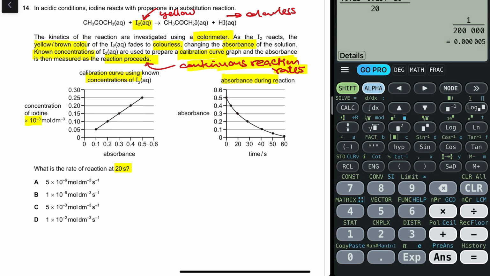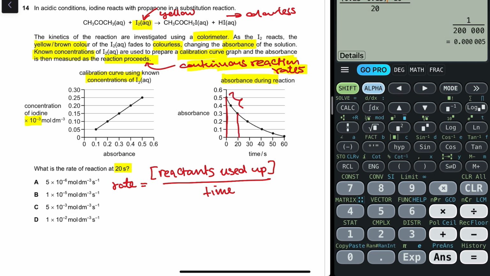They've asked us to find the rate of the reaction at 20 seconds. Now, there are several measures of reaction rates, and one of them is the concentration of reactants used up over the time taken to use them up. So what we need to do is find the initial concentration of iodine, so at 0 seconds, and then find the concentration of iodine at 20 seconds and subtract them to find the amount used up during this time.